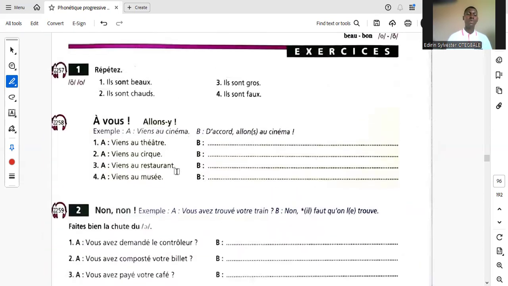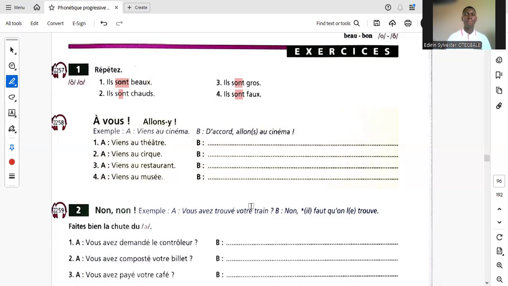Bon. Exercice 1. 1, Ils sont beaux. 2, Ils sont chauds. 3, Ils sont gros.